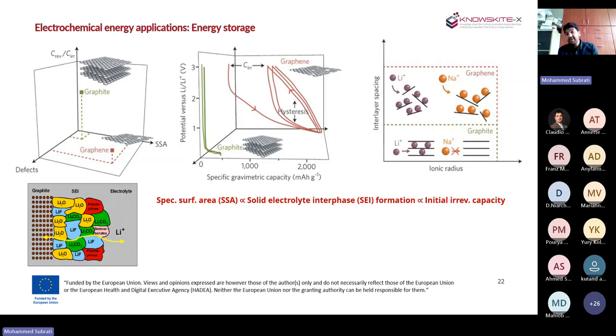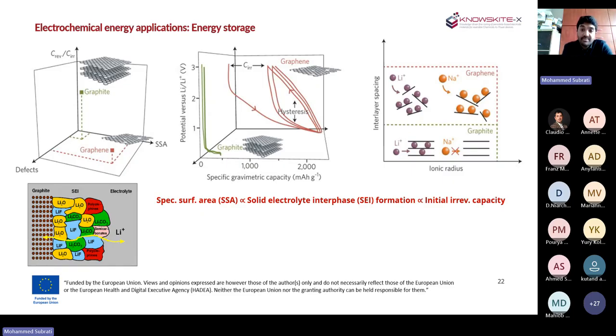Whereas in the case of graphene, initially we have a very low, almost similar, specific gravimetric capacity because of, as I said, the solid electrolyte formation phenomena, but then it increases the specific gravimetric capacity in the following cycles.